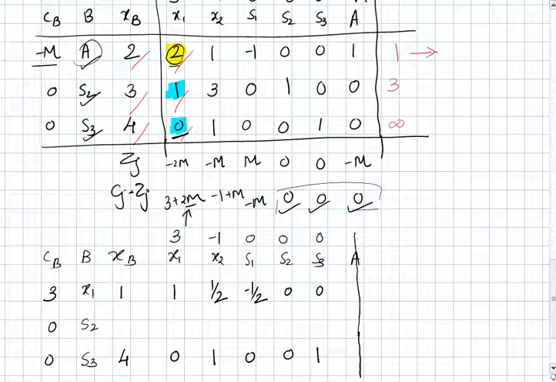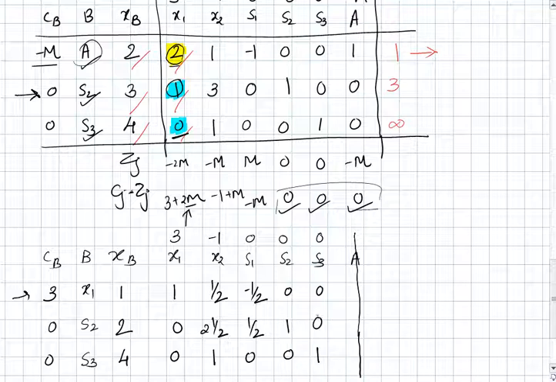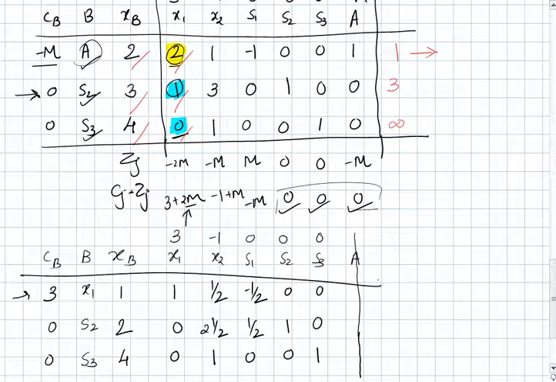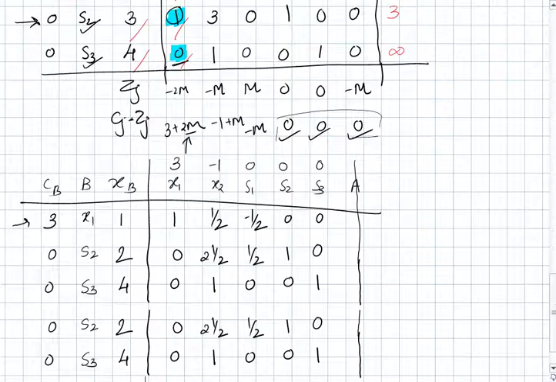And to make this entry 0, all we have to do is subtract this row from this row. So 3 minus 1 is 2, 1 minus 1 is 0, 3 minus half is 2 and a half, that is 5 by 2, 0 minus half is minus half, 0 minus half is minus half, 1 minus 0 is 1, and here it is 0. Okay, so this is your second table, applying the first iteration.